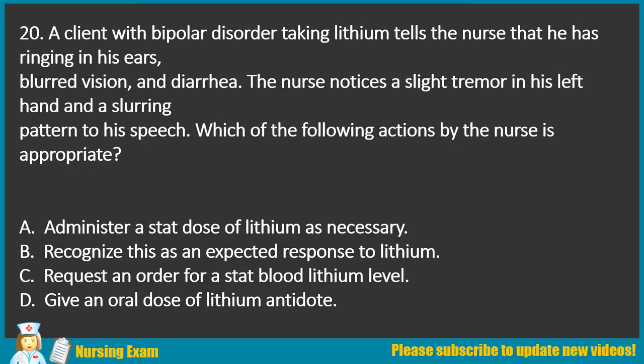Question 20. A client with bipolar disorder taking lithium tells the nurse that he has ringing in his ears, blurred vision, and diarrhea. The nurse notices a slight tremor in his left hand and a slurring pattern to his speech. Which of the following actions by the nurse is appropriate? A. Administer a stat dose of lithium as necessary. B. Recognize this as an expected response to lithium. C. Request an order for a stat blood lithium level. D. Give an oral dose of lithium antidote.